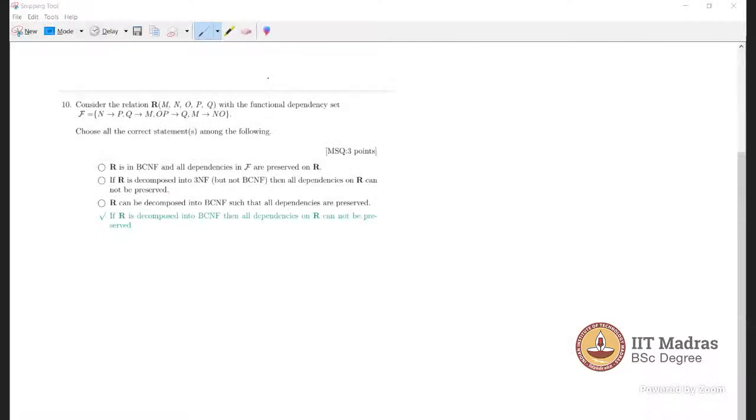Can you summarize 1NF, 2NF, 3NF, BCNF in short? Is there any question in the mock? Let me check. Yes, sir. Question number 10 is about BCNF. Okay, so let's take that question.